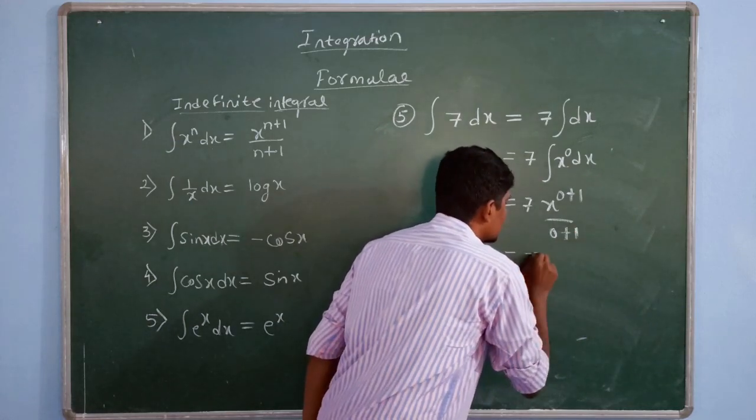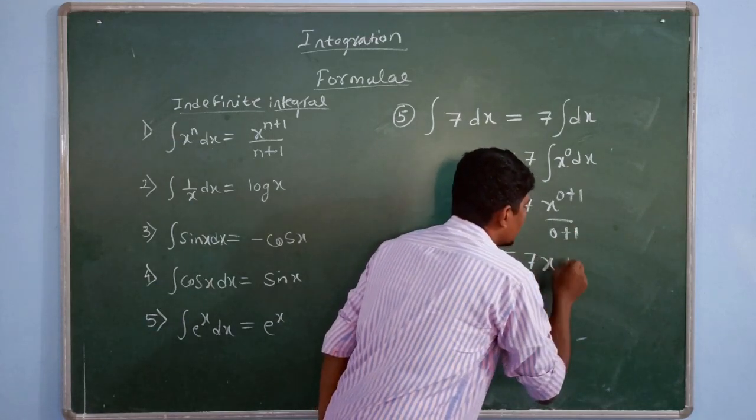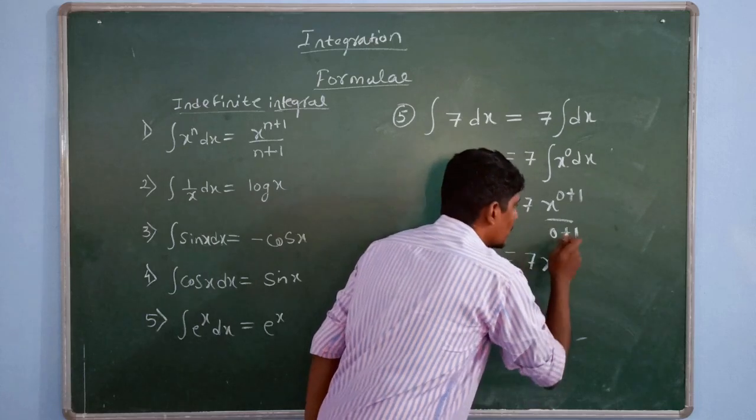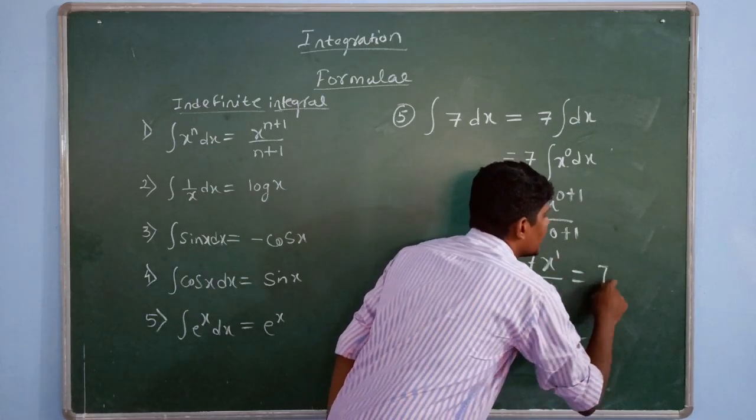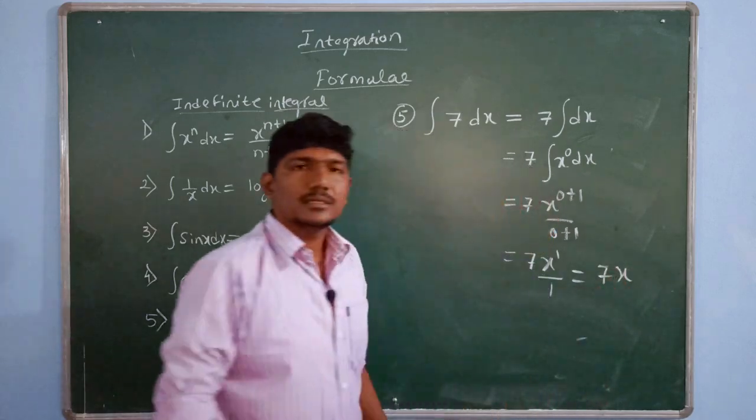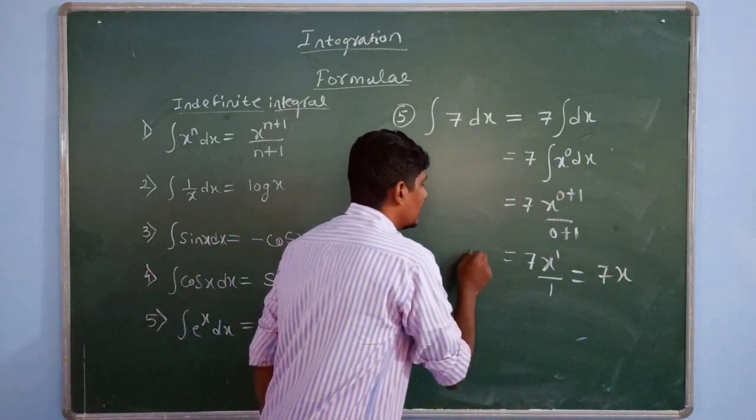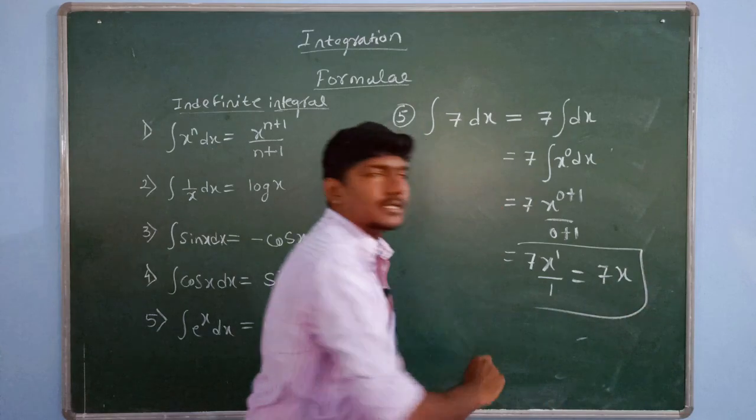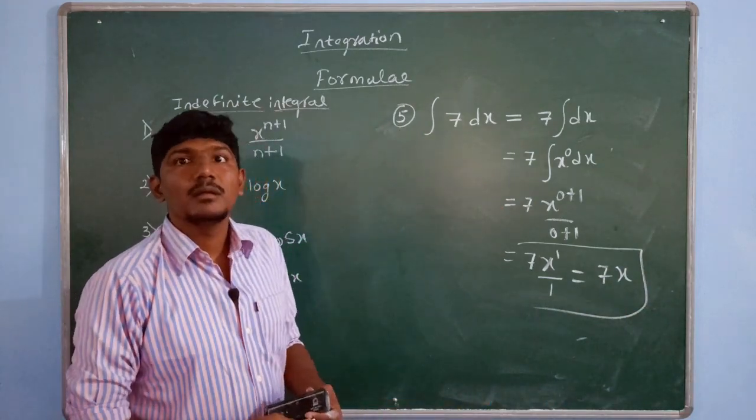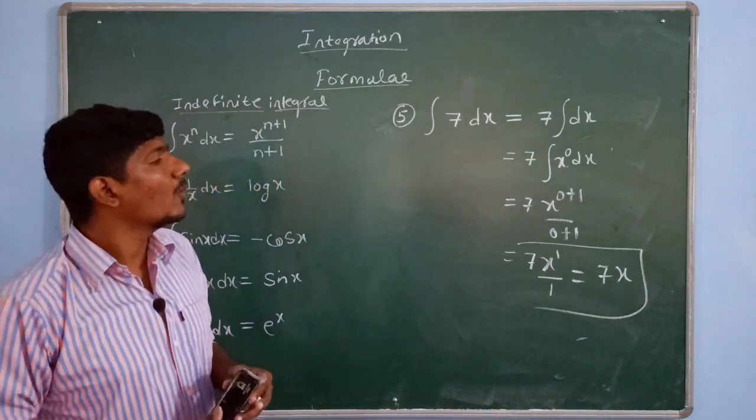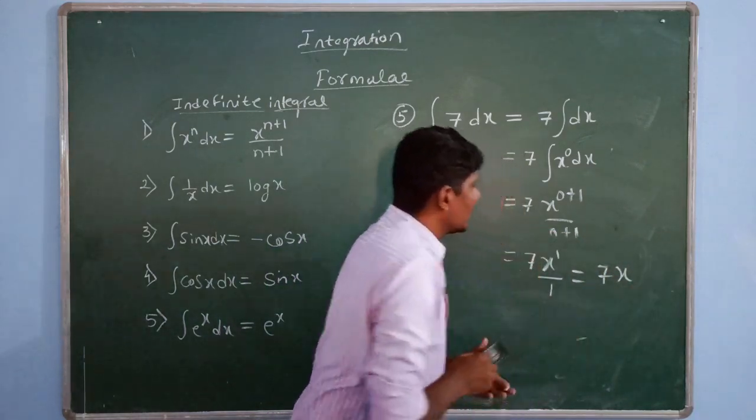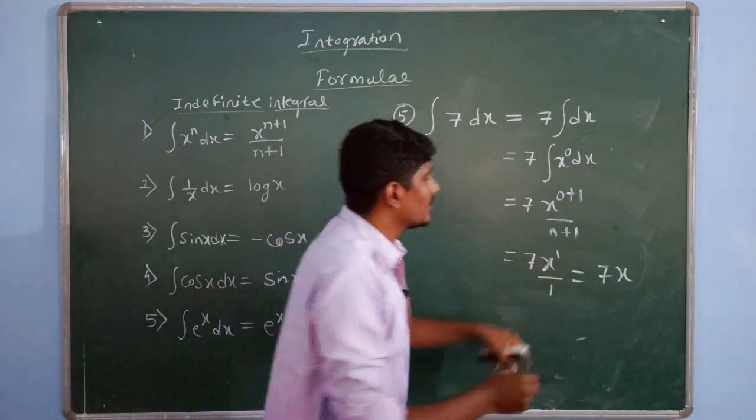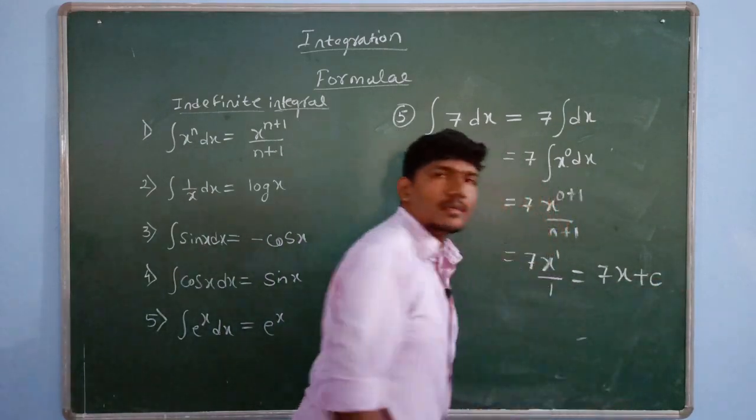So the final answer is what? 7. x raised to 0 plus 1 means x raised to 1. 0 plus 1 in the denominator means 1. So it is 1 and 1. So this is simply 7x. Please remember this particular integration. Correct. Okay, please remember this. Now it is indefinite, so you need to write plus c.